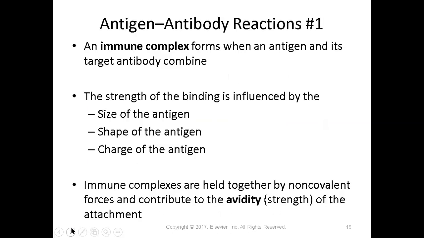So let's talk a little bit more about antigen-antibody reactions. When the antibody finds its target antigen and binds to the epitope, the combination is called an immune complex. So antigen binding to antibody is an immune complex. The strength of the binding is going to be affected by a couple of things: first of all, the size of the antigen, the shape of the antigen, and the charge of the antigen. All of those things go into the strength of that binding.